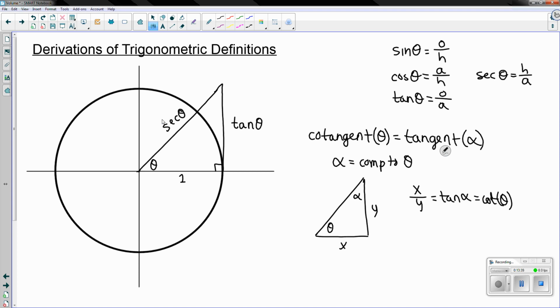And what do those sides represent in relation to theta? Well, x is the adjacent to theta, and y is the opposite to theta. So therefore, we can define cotangent now in terms of opposite, adjacent, and hypotenuse to stay consistent with the other ones. And we'll say the cotangent is adjacent over opposite as a result of this process. And what is the last one?